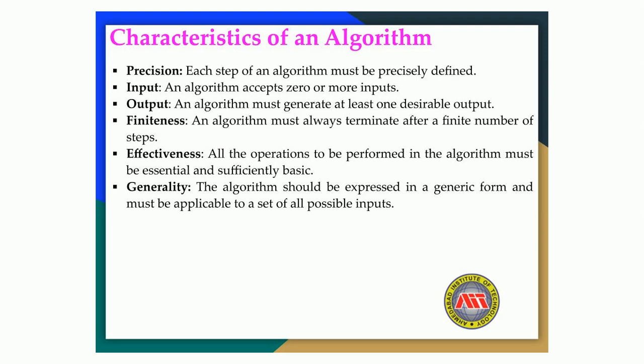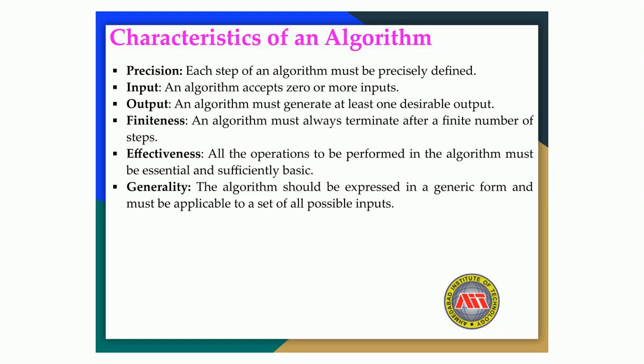Next is input. It means a range of input should be specified. Why? Because normally an algorithm is input driven, and if the range of input is not specified, then the algorithm can go into an infinite loop or infinite state. Fine. And next is output. An algorithm must generate at least one desirable output. Fine. And for finiteness, the algorithm should be finite. That means after performing the required operations, it should terminate.